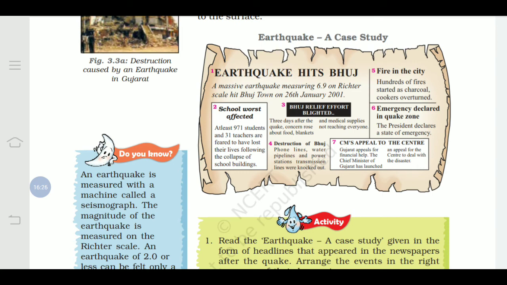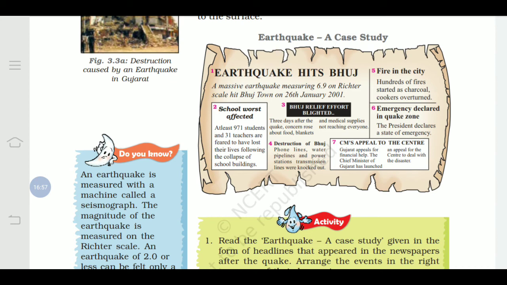Thirdly, the Bhuj relief effort was delayed. Three days after the quake, concern rose about food, blankets and medical supplies not reaching everyone. So this was the destruction. Almost every house collapsed over there. The earth was divided into two. The surface of the earth cracked, as the two severe earthquakes occurred over here. The crack you can see in Bhuj.